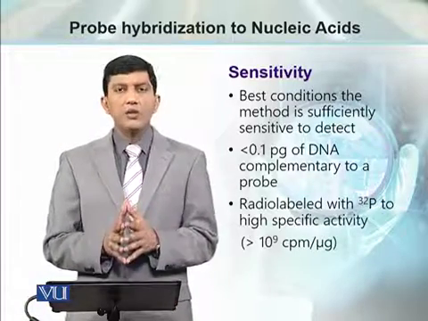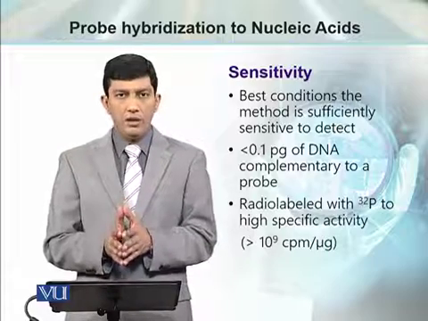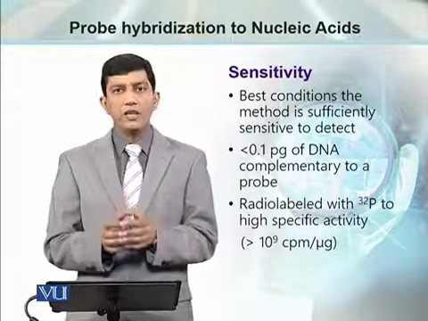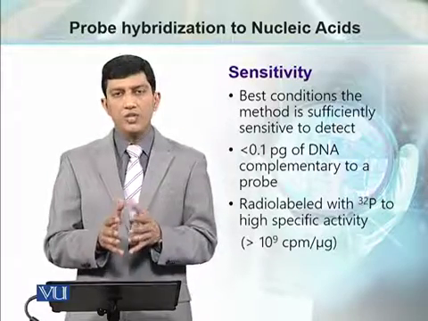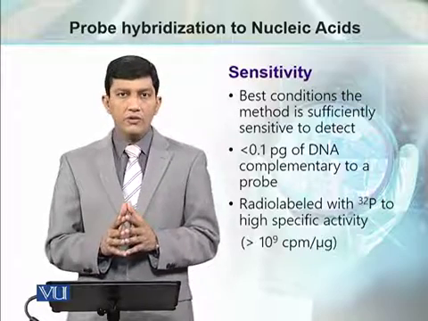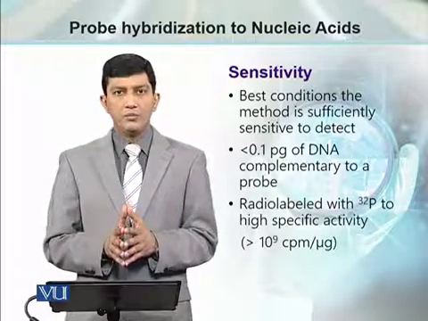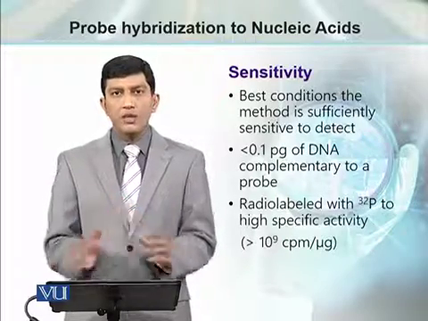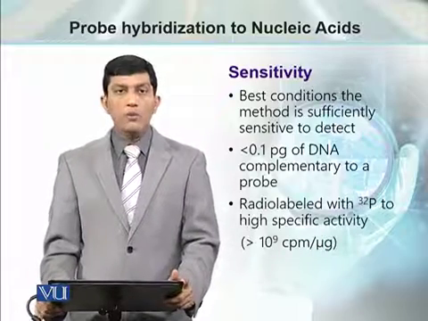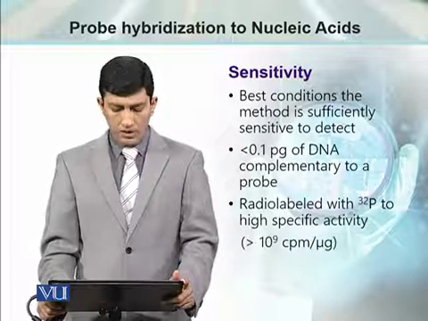Next, we have to think about how sensitive this probing method is. कि हम एक रेडियोलेबल प्रोब यूज कर रहे हैं, ये कितना मिनिमम पॉसिबल डीएनए जो है उसको डिटेक्ट कर सकता है. How sensitive is that? If we have the best conditions optimized, that means temperature, hybridization buffer, the length of the probe, then it can detect less than 0.1 picogram of DNA which is immobilized on the membrane.